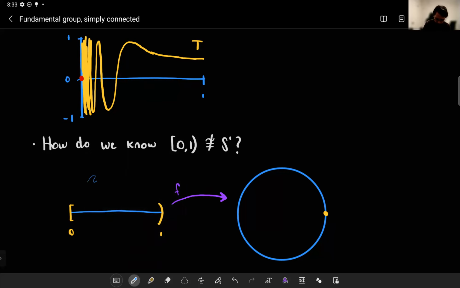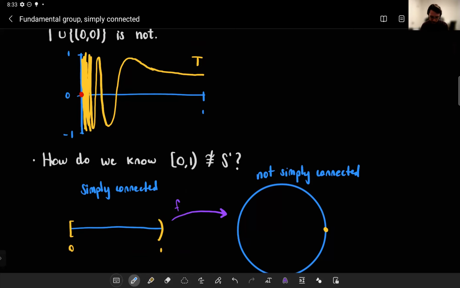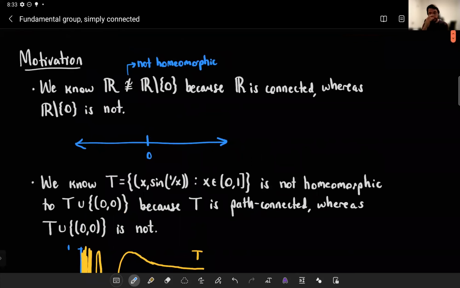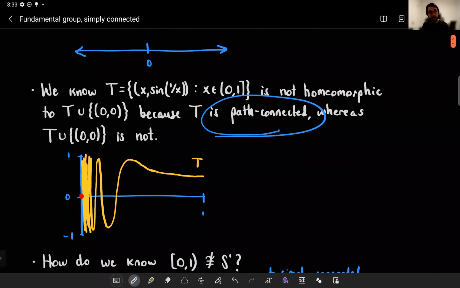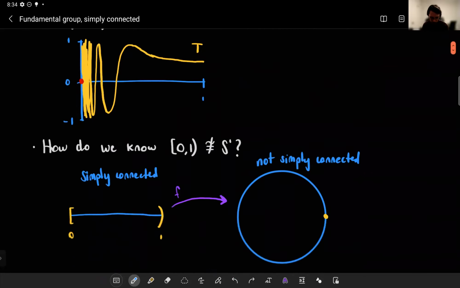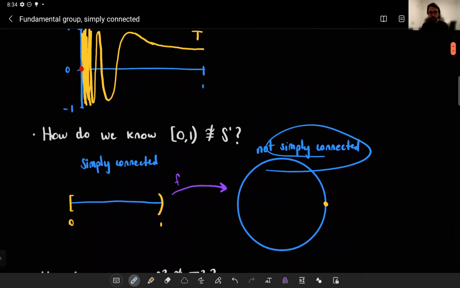What's going to happen is this interval is going to turn out to be simply connected, whereas the circle is going to be not simply connected. And I haven't defined that term yet, but I'm trying to build up our understanding of connectedness. We've seen two spaces that were connected and not connected, so they couldn't be homeomorphic. Then we had path connectedness, which was even stronger. And now we have simply connected, which is going to be even stronger than path connected.